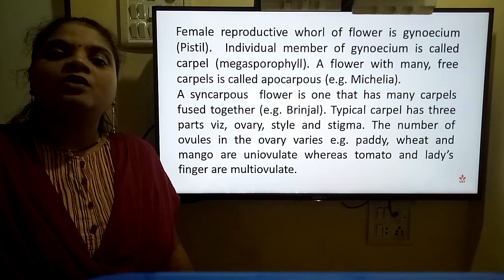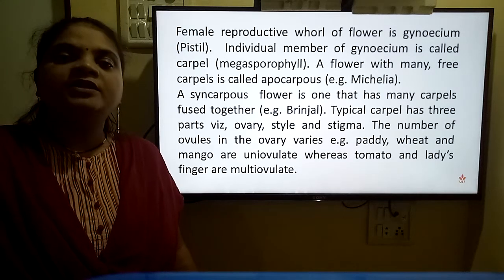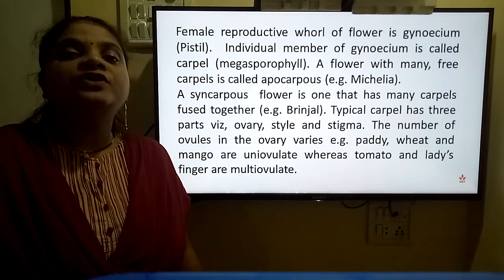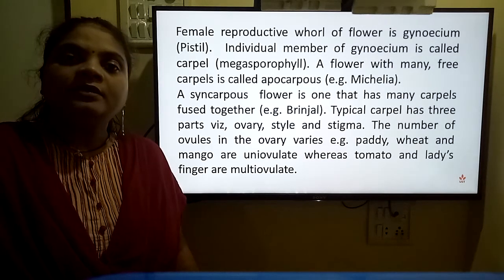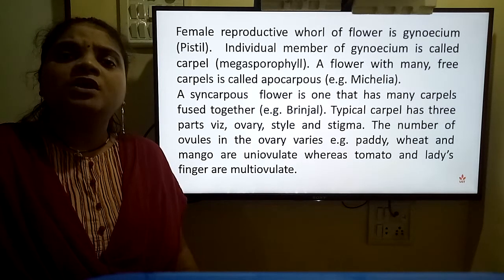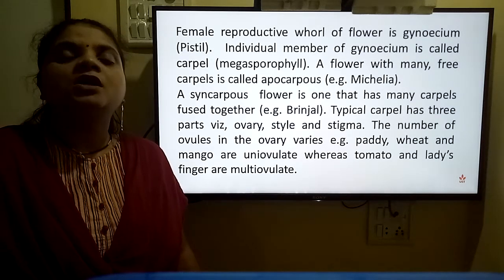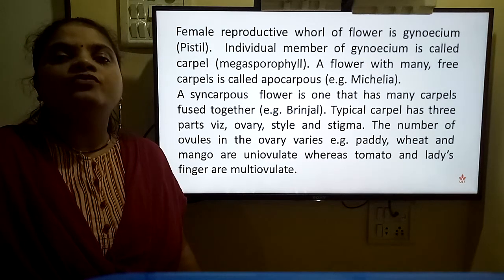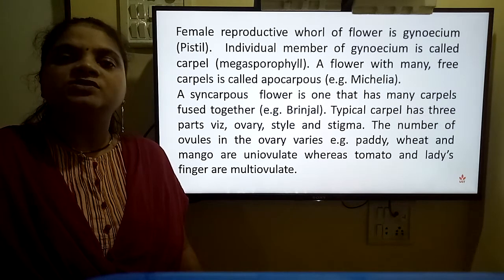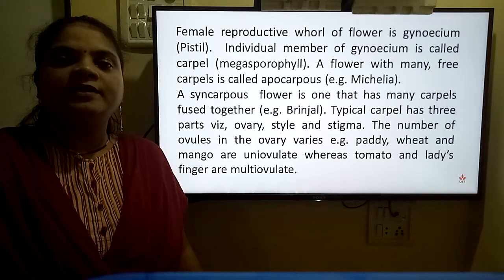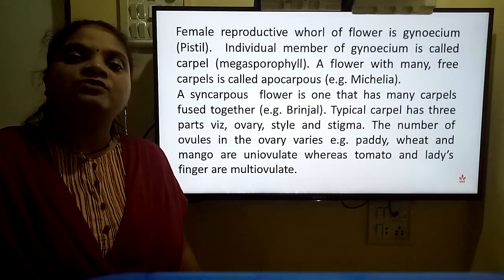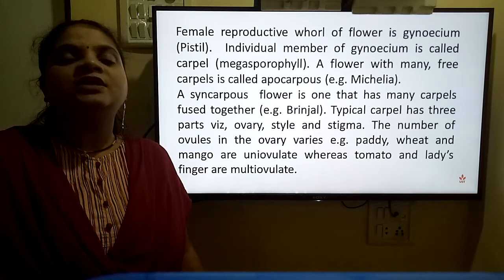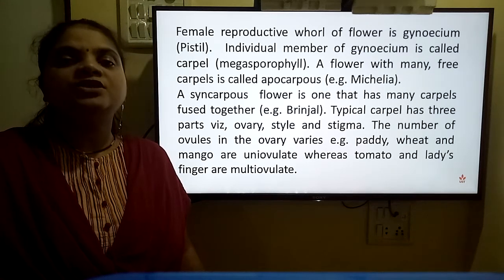If there is a single ovule in the ovary, then it is called uniovulate. The best examples for this are wheat, paddy, mango. If the fruit consists of one seed, that is uniovulate. If there are multiple ovules in the ovary, this ovary is called multi-ovulate. The best examples for this are tomatoes, lady's finger. It means the presence of many seeds in the fruit is called multi-ovulate.